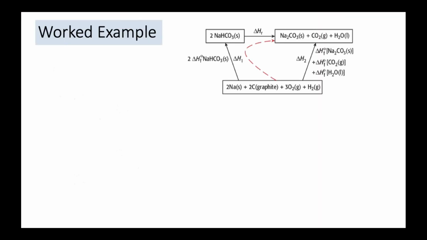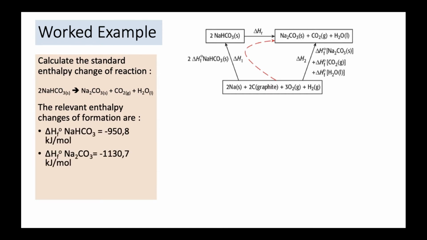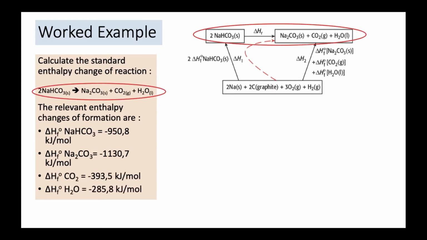Worked example. Calculate the standard enthalpy change of reaction as follows, if the relevant enthalpy changes of formation are as follows. First, we have to write down the equation, and after that we write down the elements of the reactants and the product. Third, we apply Hess law. This is the direct route, and this is the indirect route.